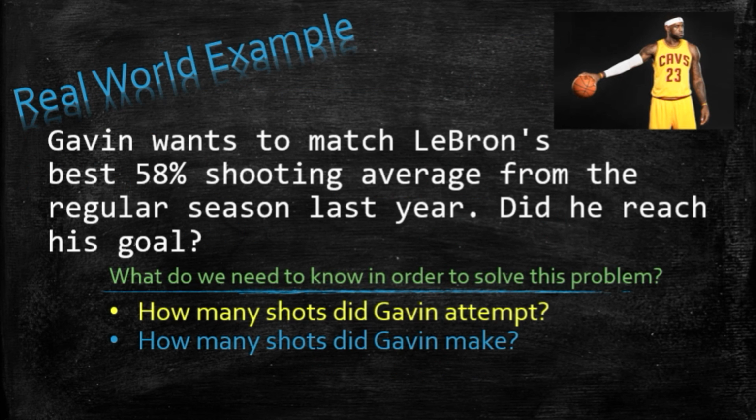So now we are going to have a little bit of fun, actually a lot of fun, I think. You are going to complete a real-world example. So Gavin wants to match LeBron's best 58% shooting average from the regular season last year. We want to find out, did he reach his goal? So what you need to know is how many shots Gavin attempted and how many shots he made. There is a section on your guided notes worksheet where you can write this information. So go ahead and watch the following video and count how many shots he made, count how many shots he attempted, and we will use that information to solve the problem.